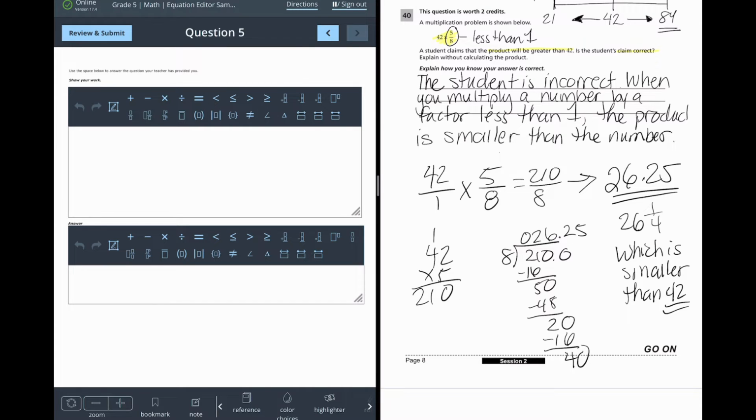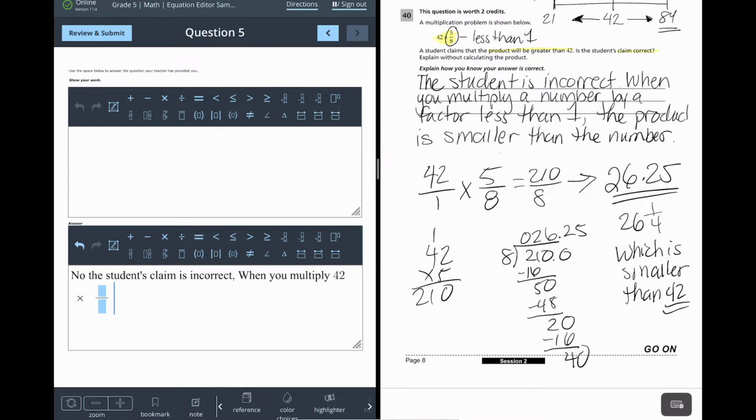Okay, so now here's the hard part about this. I got to figure out what I'm going to type in here, and I have to put it into a full sentence. So my question is the student's claim correct? No. The student's, I got to make it full. No, and the student's claim is incorrect. When you multiply, and now I have to type it, 42 times, I'm going to put my little fraction bar, let's make this longer, 5/8.